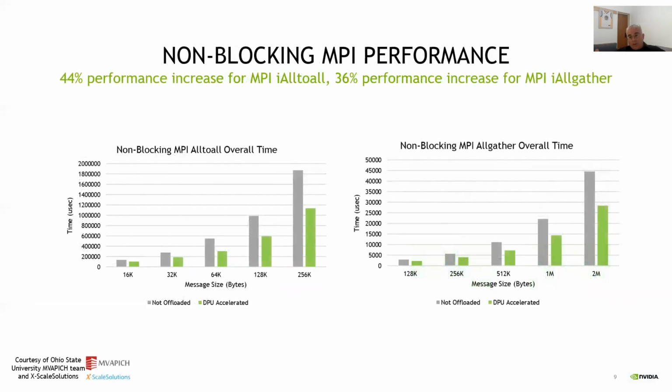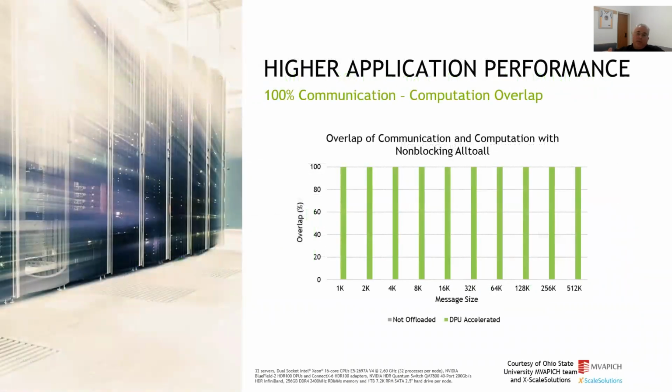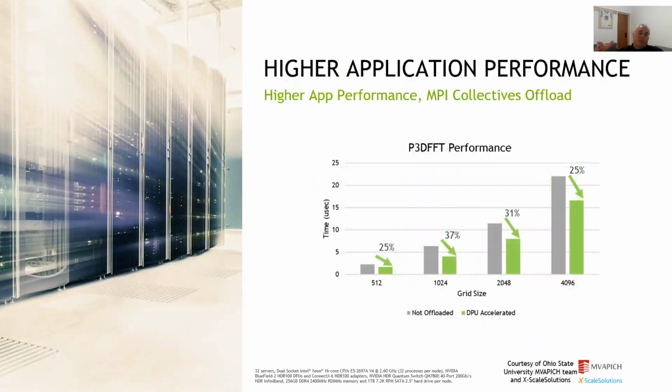So if we take two examples of non-blocking MPI operations such as all-to-all and all-gather, we can see that we can dramatically improve the performance of these non-blocking operations by pipelining them into the DPU. And not just that, as we move the non-blocking MPI operations into the DPU, we can achieve 100% overlapping. So moving from almost 0% overlapping, because everything runs on the CPU, to 100% overlapping, where the CPU runs the compute, DPU runs the network or the communication. And that enables us to actually improve application performance.